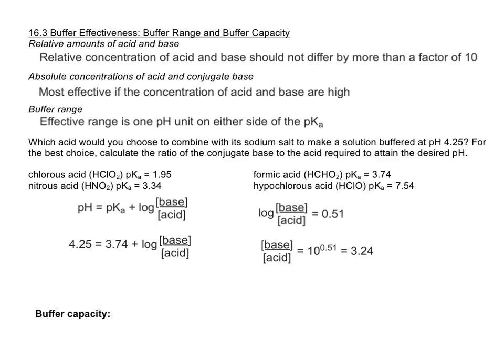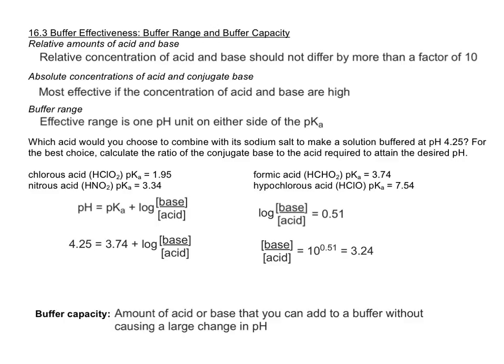Okay, so the last thing is just a definition. So now that we know the factors that affect the buffer, let's talk about what buffer capacity is. So that's the amount of acid or base that you can add to a buffer without causing a large change in pH. Okay, and so the buffer capacity increases as we increase the concentrations of the buffer components, and it increases as the relative concentrations of the components are more similar to each other. Which is related to how close we are to the pKa for that particular acid.